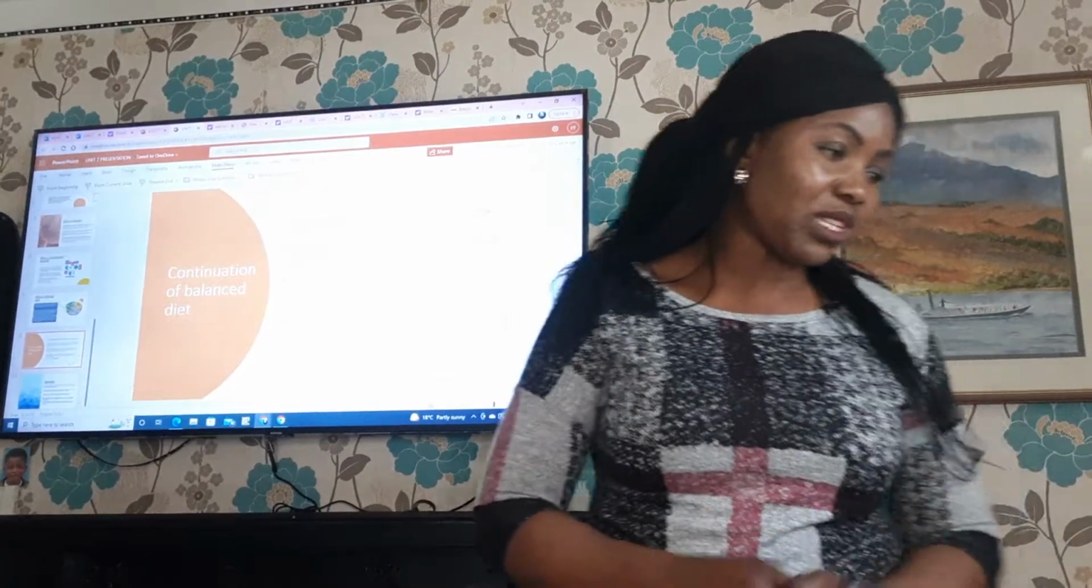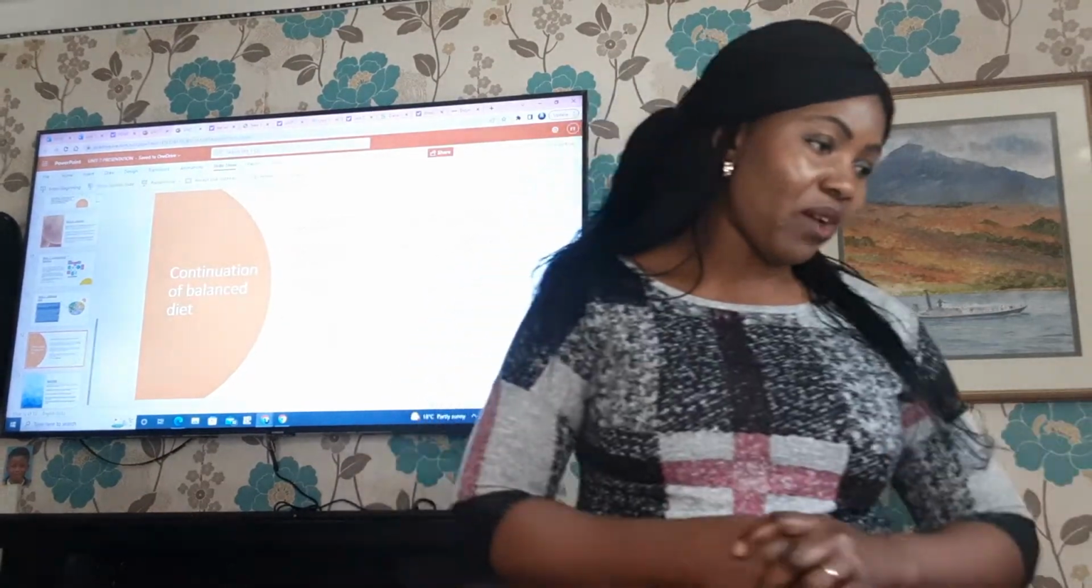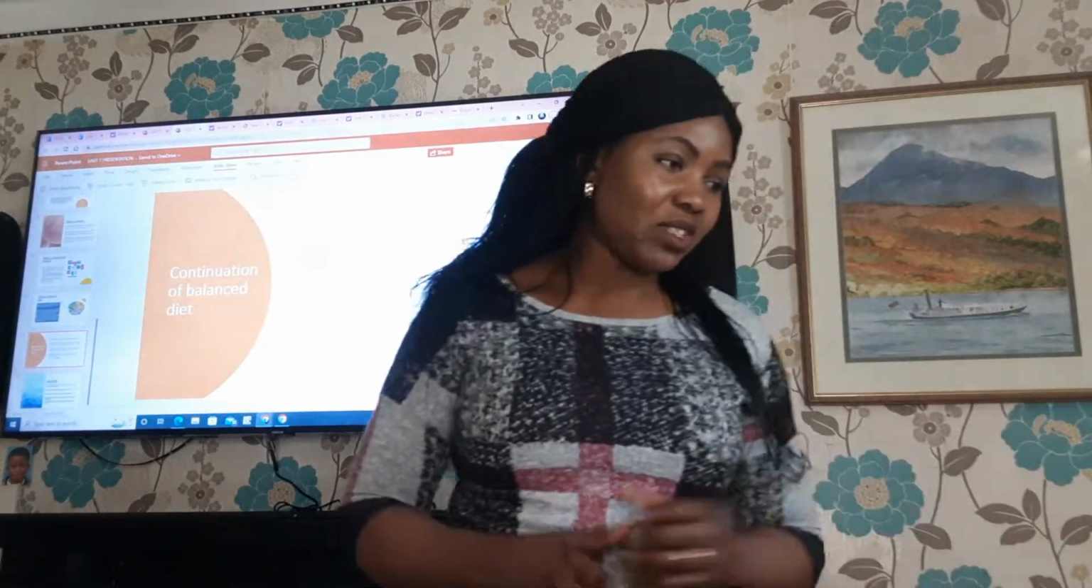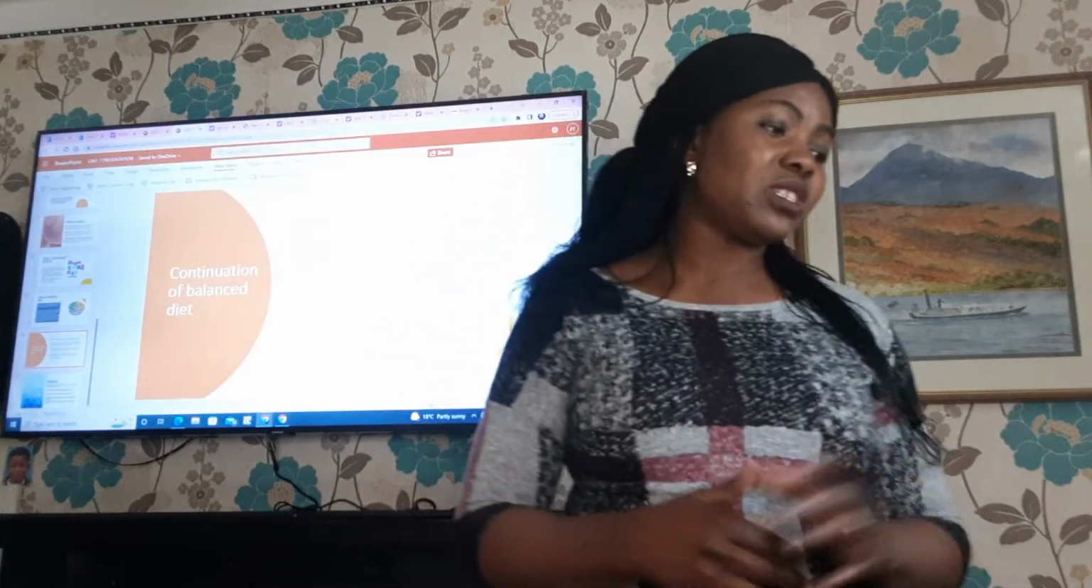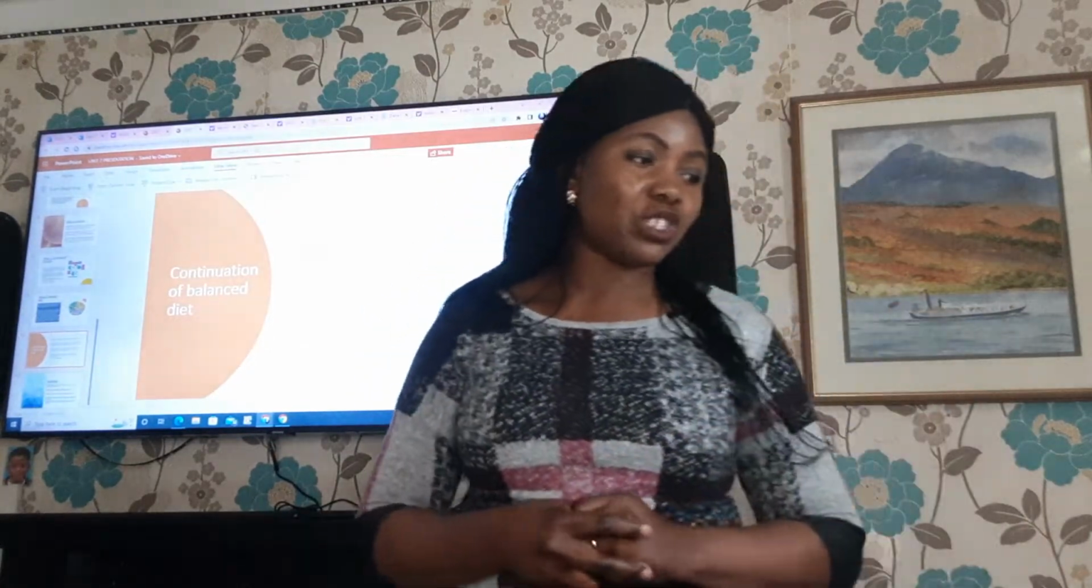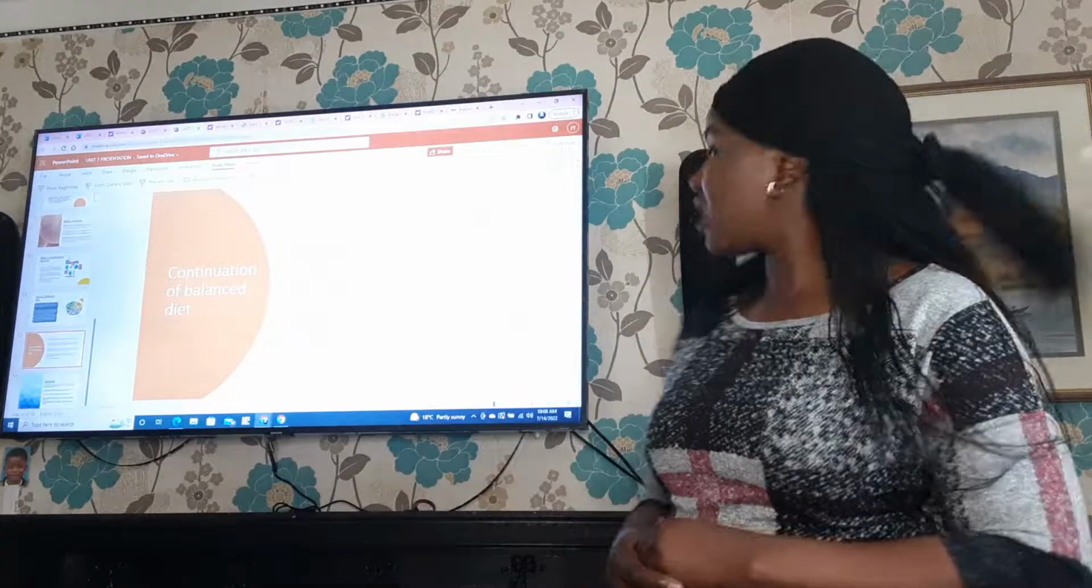We've got dairies as well. Dairies are a source of calcium for healthy bones and teeth. 8% of the plate should be dairy. It provides vitamin D and calcium, and it includes yogurt, milk, and custard.